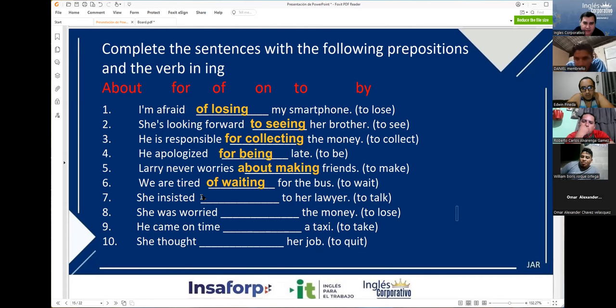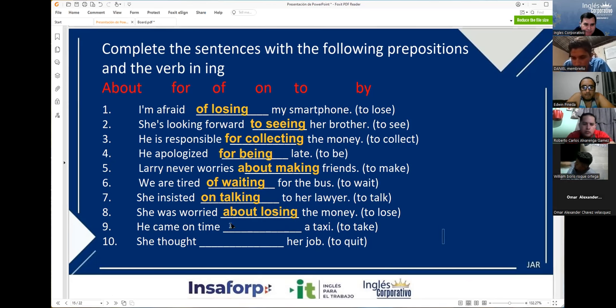She insisted on what? Talking. On talking to her lawyer. She insisted on talking to her lawyer, right? She was worried. About losing. She was worried about losing the money.